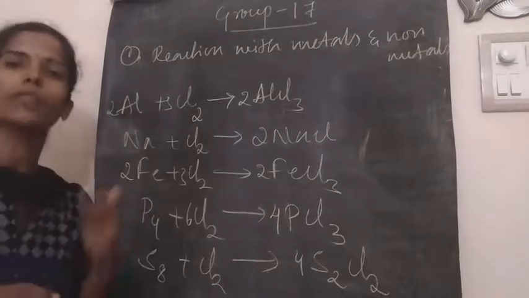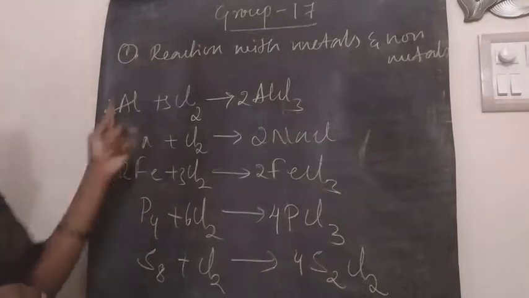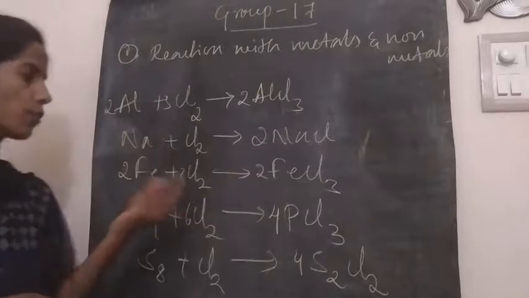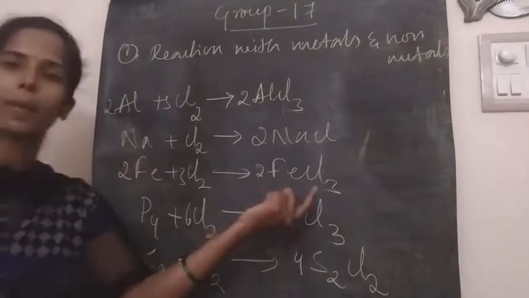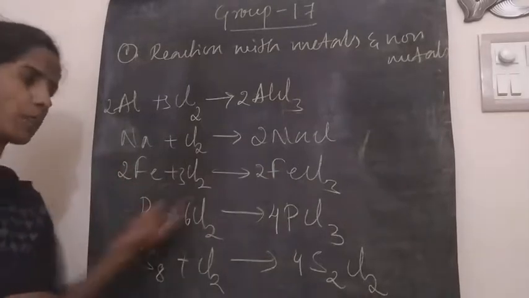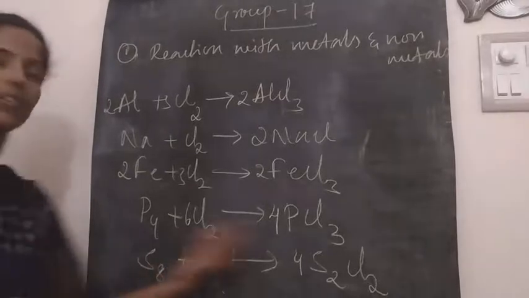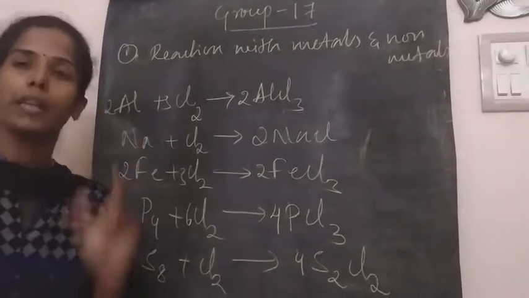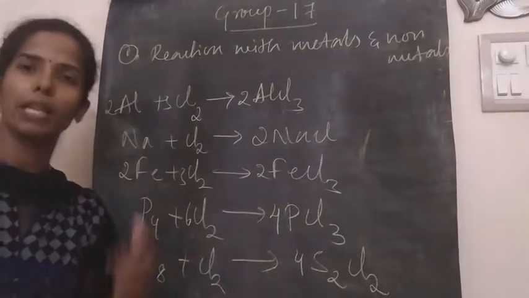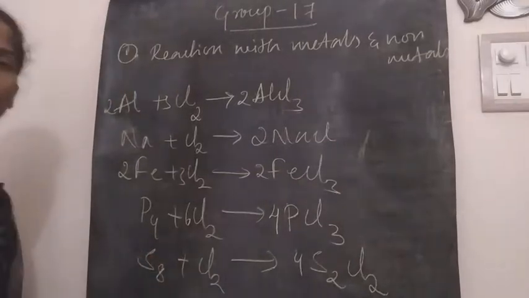The reaction of chlorine with metals or non-metals forms the corresponding chlorides. Chlorine reacts with aluminium to form aluminium chloride, with sodium to form sodium chloride, with iron to form ferric chloride, with phosphorus to form phosphorus trichloride, PCl3, and with sulfur to form sulfur chloride. Any element, metal or non-metal, reacting with chlorine forms the corresponding chlorides. This is the first chemical property.